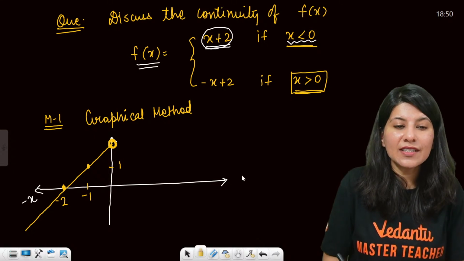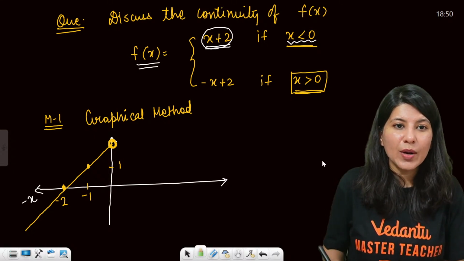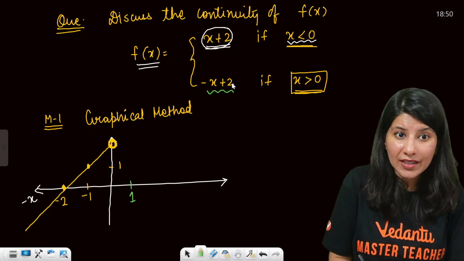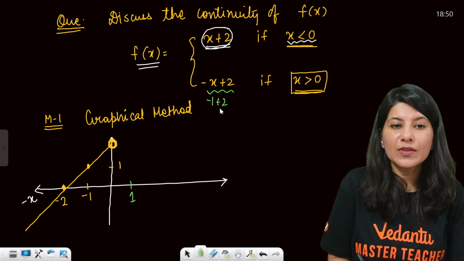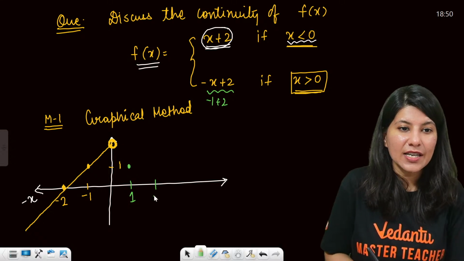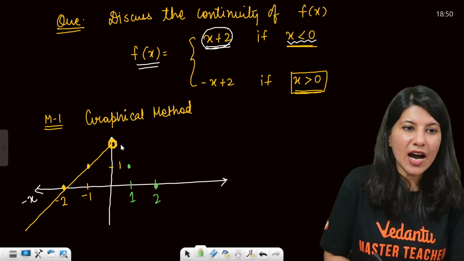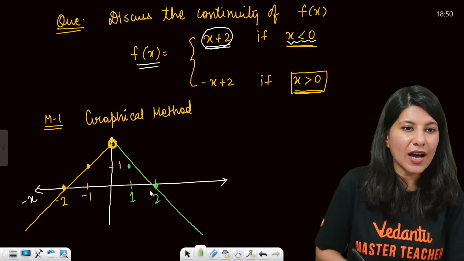And for x greater than 0, what do you have? You have minus x plus 2. Again, put x equals to 1. So minus 1 plus 2 is what? 1. So this is how it is. You put x equals to 2, you will get 0. Simply how to plot the straight line. So this is how your graph will look like.